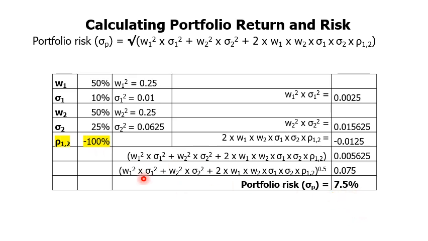Therefore, the benefits of diversification, investing into both the securities instead of only one security, are the maximum if the securities are inversely correlated, and if the correlation coefficient is -1, they are perfectly negatively correlated, and the portfolio risk drops to the minimum level of 7.5%.